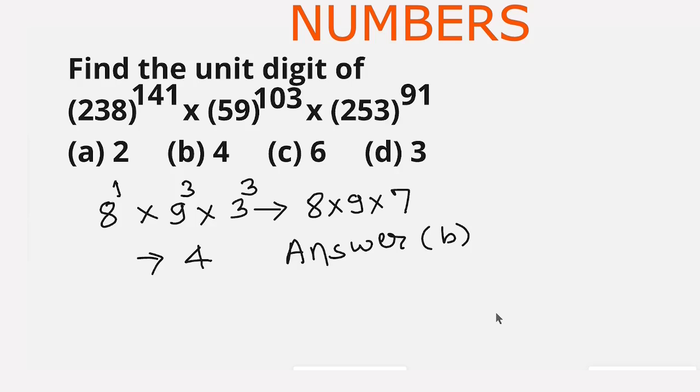The one important thing about the digit 9: when it has an odd power, the ones place is 9, and when the power of 9 is even, then the ones place will be 1. We go to the next question.